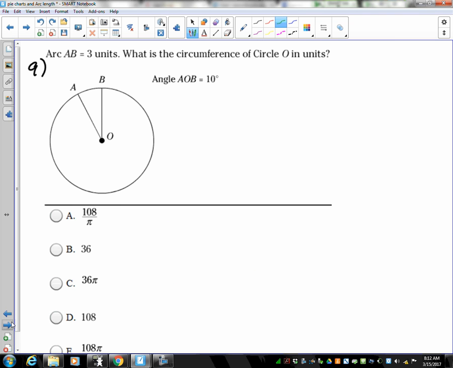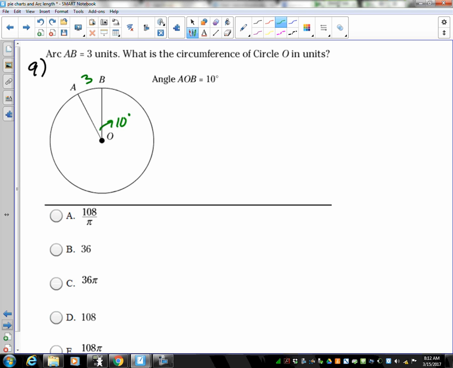Okay, on number 9, we have arc AB is 3 units here. Okay, so notice that's not the measure, but it's the length. And we have the measure of angle AOB is 10 degrees. So we want to know what is the circumference of circle O. The problem is we don't have a radius or diameter, and there's really not a decent way to find the radius or the diameter. So again, what I'm going to use is a proportion, but this time what's going to be missing is the circumference.